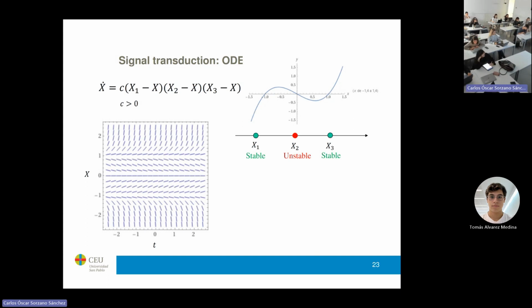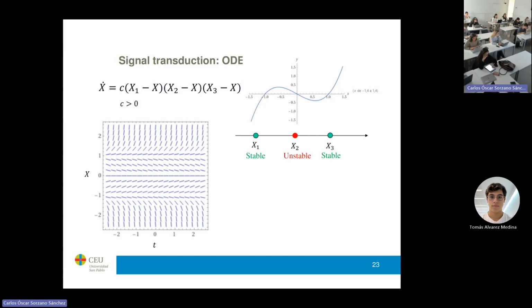So this says the rate of change of x depends as a third order polynomial. And x1, x2, x3 are three given values. Okay, so let's put them to -1, 0, and 1. And then let's say c is equal to 1, and then this is the polynomial. So this is the rate of change of x.